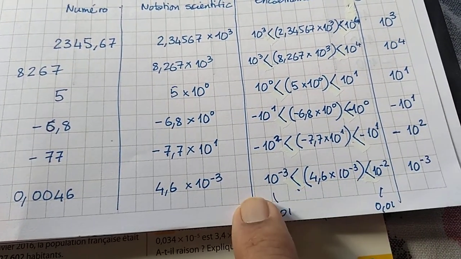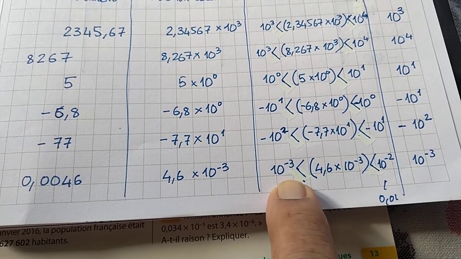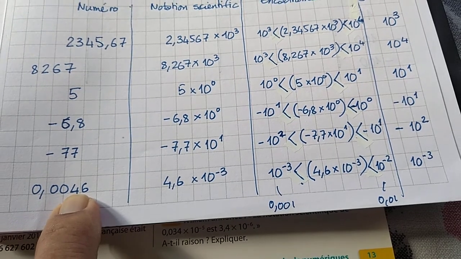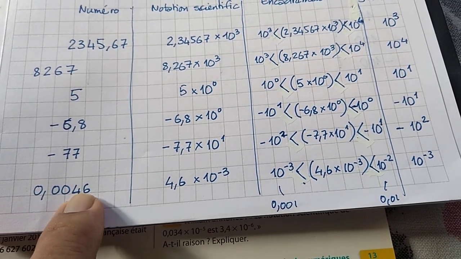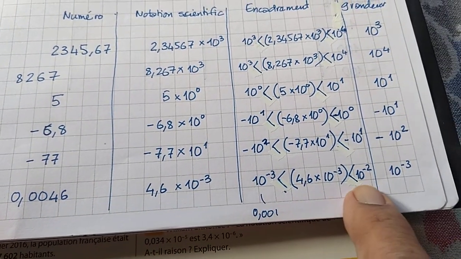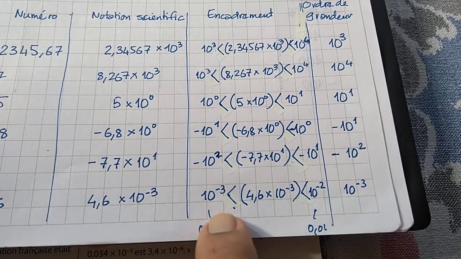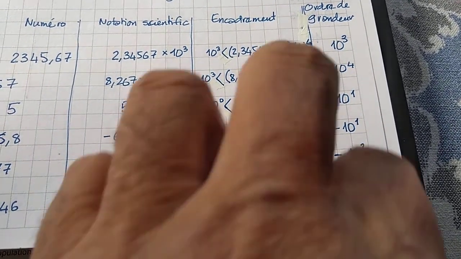It is closer to which? It is closer to 0.001 than it is to 0.01. If the number had gone beyond 5, then it would have been the other way around. So the order of magnitude is 10 to the power minus 3. It is closer to this number than it is to that number.